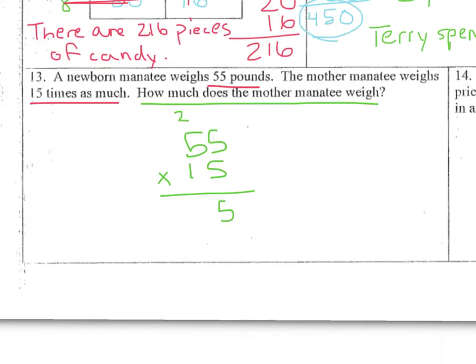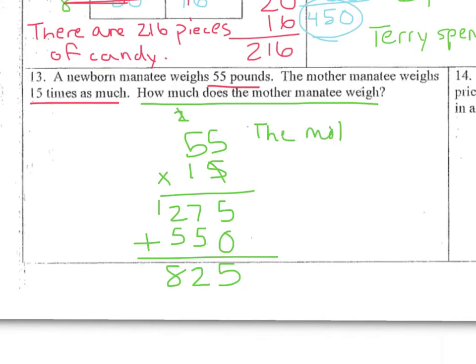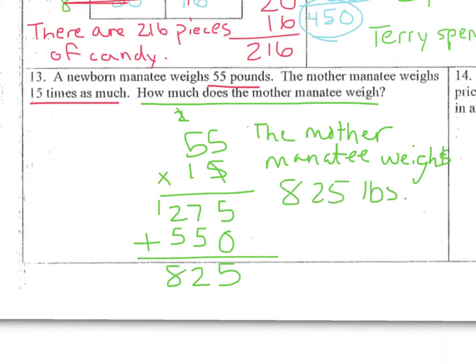5 times 5 is 25. 5 times 5 is 25 plus 2 is 27. We're done with those. Carry down your 0. 1 times 5 is 5. 1 times 5 is 5. Add up your two partial products. 5, 6, 7, 8. 825. So the mother manatee weighs 825 pounds.